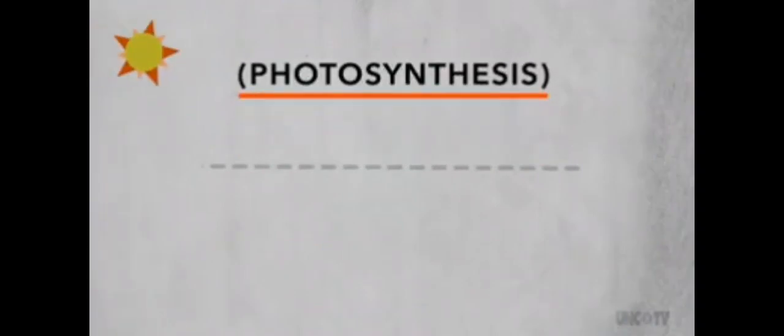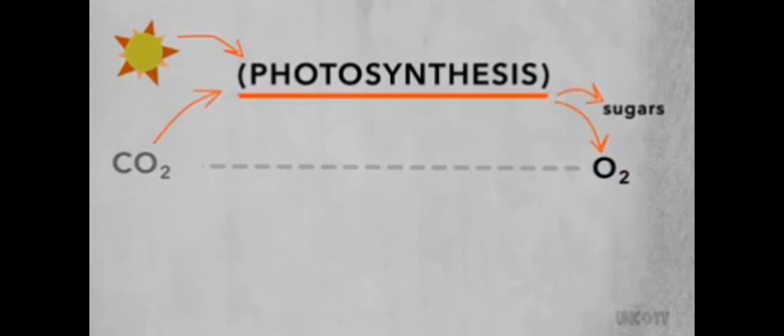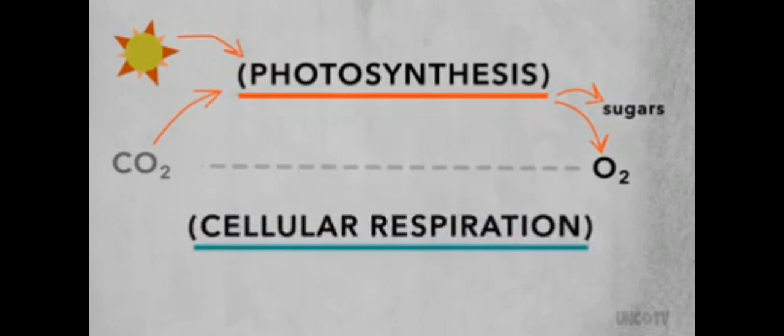On one side, photosynthesis takes in energy from the sun and carbon dioxide from the atmosphere. It builds up and stores food and releases oxygen. On the other side, cellular respiration uses up that food and oxygen and releases energy into the cell and eventually the environment, and you may have guessed it, produces carbon dioxide in the process.